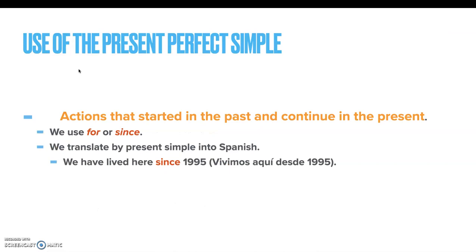Use of the present perfect simple. We can use the present perfect simple, as we have seen, with for or since to talk about actions that started in the past and continue in the present. We usually translate it with a present simple into Spanish. For example, we have lived here since 1995. Vivimos aquí desde el 1995. So this action started in 1995 and we still live here.